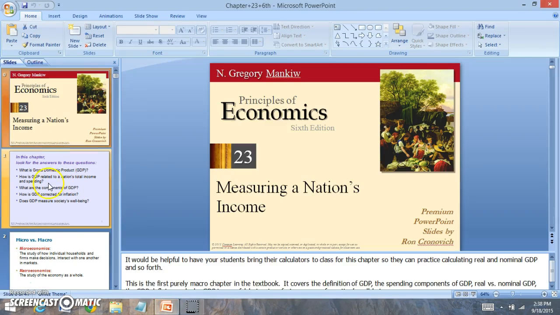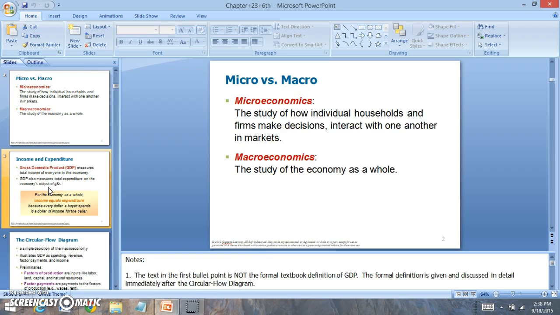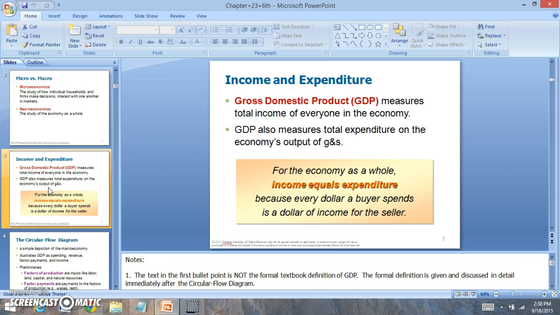Now let me go over some of the concepts in Chapter 23, or GDP. When we look at GDP, we're looking at the Gross Domestic Product, which is looking at what is being produced in our economy. There are four main components of GDP that we're going to focus on: consumers, businesses, government, and the international sector.